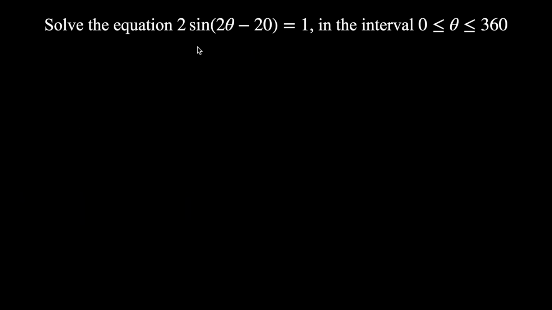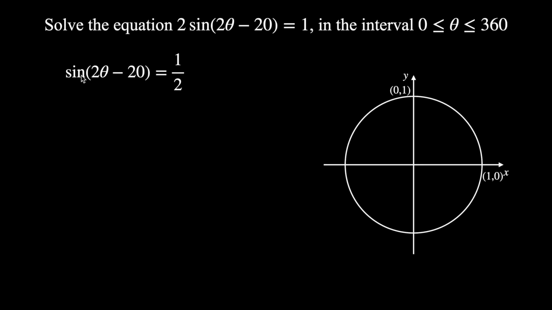This question says, solve the equation 2 sine of (2 theta take 20) equals 1 in the interval 0 to 360. Here we no longer have just a single unknown inside that function. Now we've got an expression inside the function. So let's have a look at how this changes things. First, we want to divide by 2, so we get sine of (2 theta take 20) equal to a half.